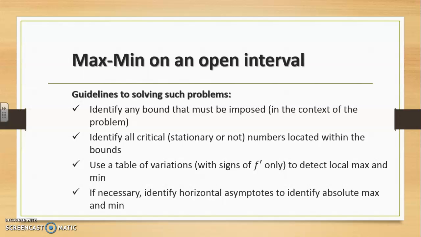If you absolutely need to identify absolute max and min, then you can also include the horizontal asymptotes in order to figure out if the function's asymptotes will allow you to conclude absolute mins and maxes.